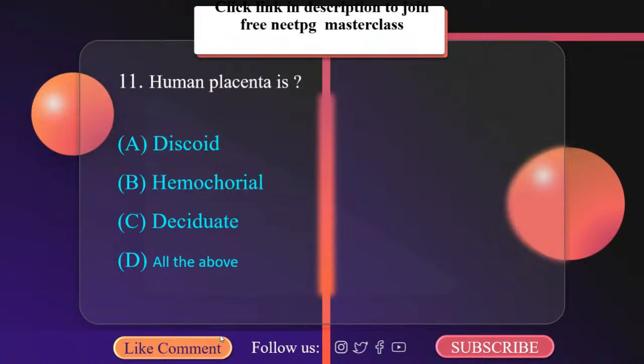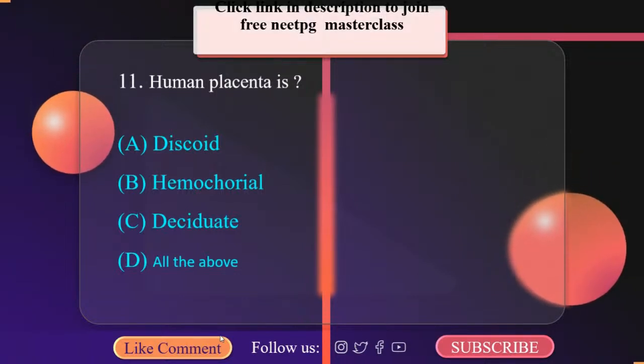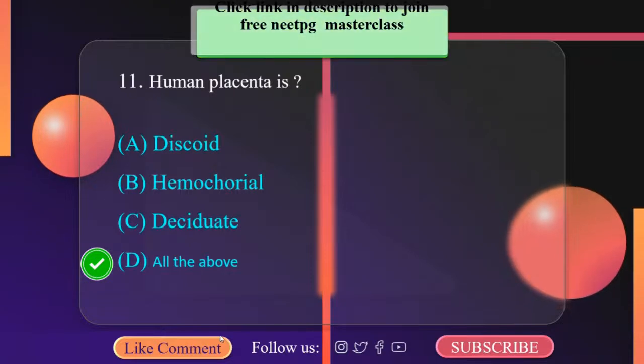Human placenta is A. Discoid, B. Hemochorial, C. Deciduate, D. All of them. Correct option here is D. All of them.